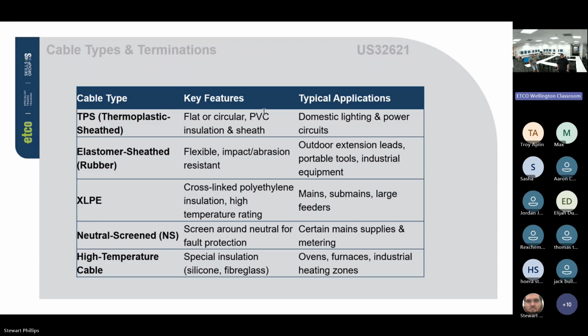So how many of you guys don't put heat shrink over your lugs once you've crimped them? Looks like everyone, good.